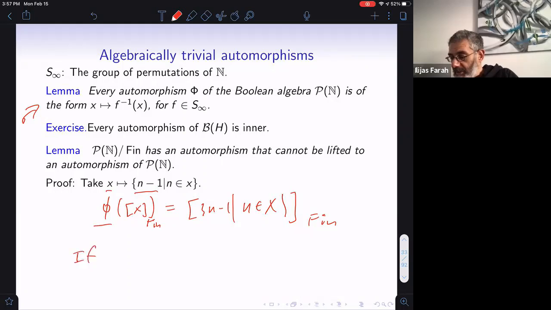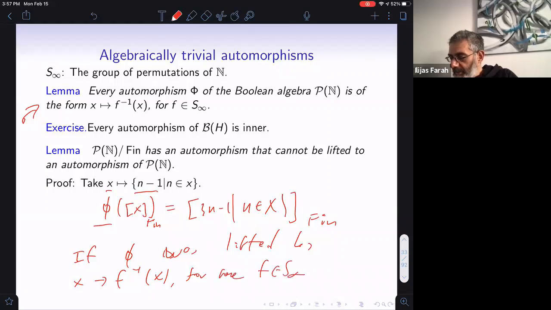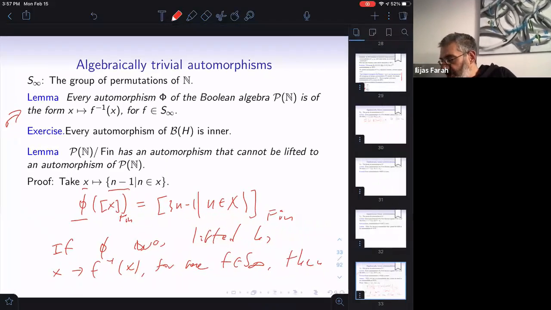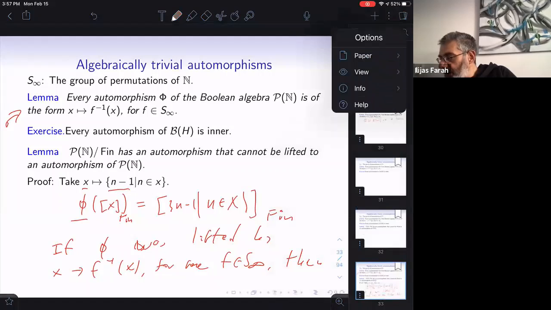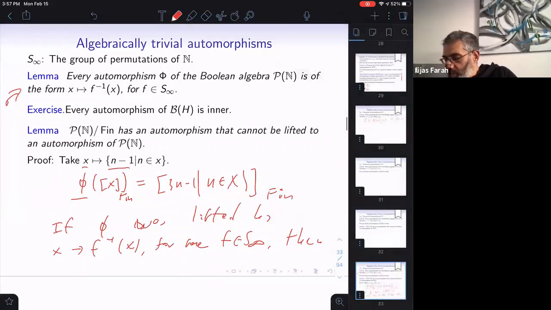So, okay, so if phi was lifted by a function of the form x goes to f inverse of x for some f in S infinity, then what would we necessarily have? You can see there is something funny about today's lecture, because this is the first time I'm doing this today, right? So this is quite unusual.